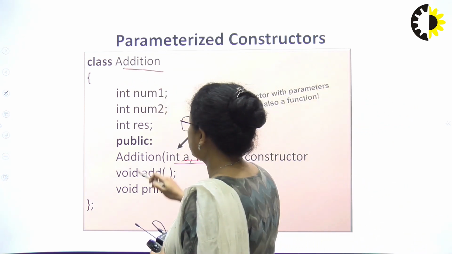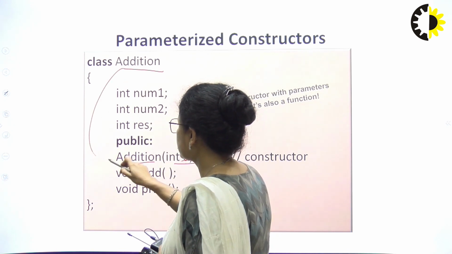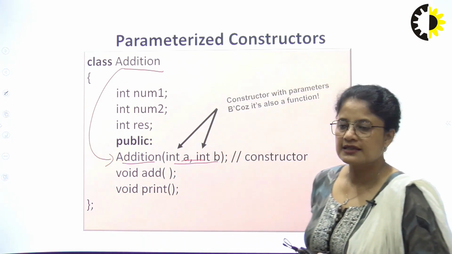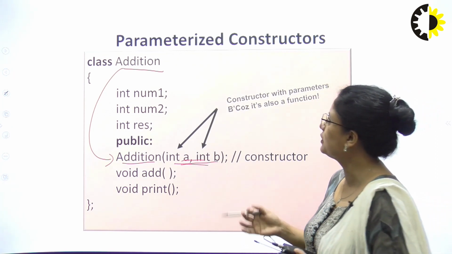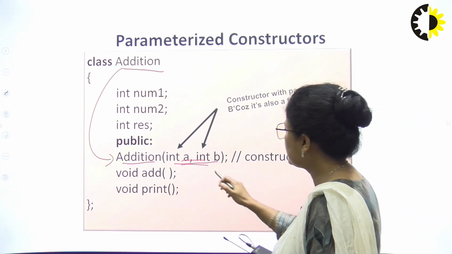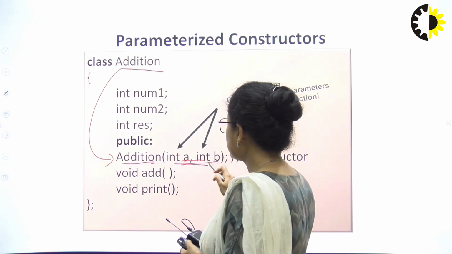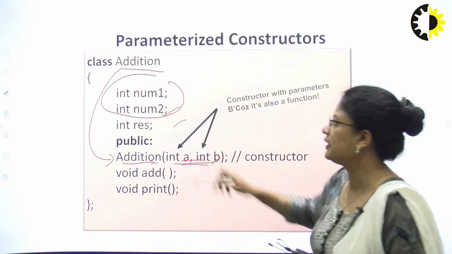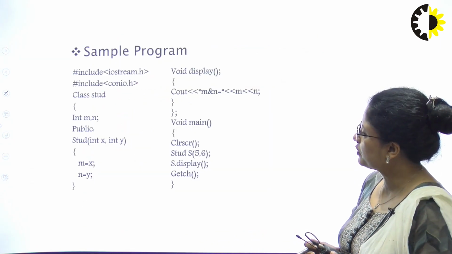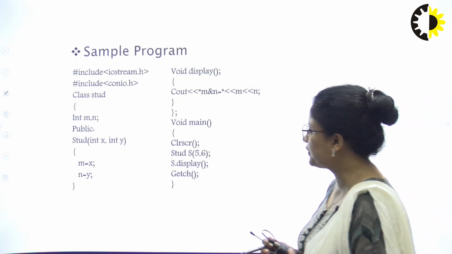So you have the class addition, you have the member function having the same name as the class name. So it's a constructor and we are passing arguments. This is an example of a parameterized constructor, and this constructor, using the value of a and b as an argument, can work on the member data of the class. This is a simple program which works on a parameterized constructor.